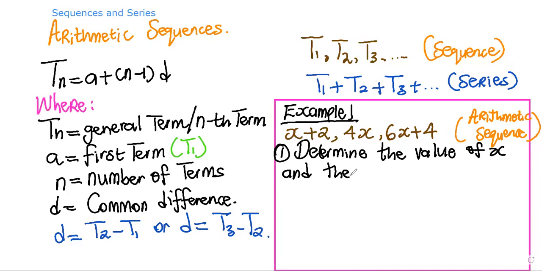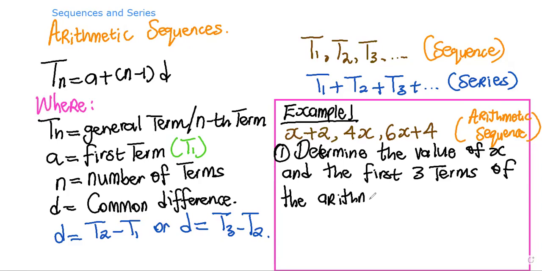Of the arithmetic sequence. I hope you can see, guys. Apologies for my handwriting. So that's basically how it is. Now we have x plus 2, 4x, 6x plus 4.